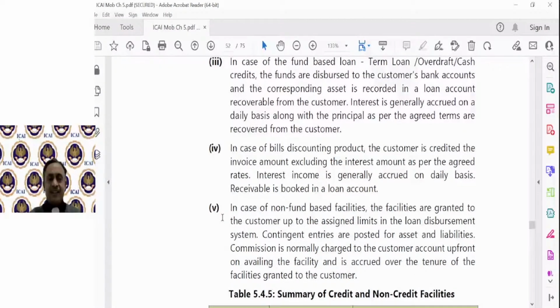So that is clear. In case of non-fund based facility, the facilities are granted to the customer up to the assigned limit in the loan disbursement system. Contingent entries are posted on both asset side and liability side. Commission is generally charged upfront. Okay.